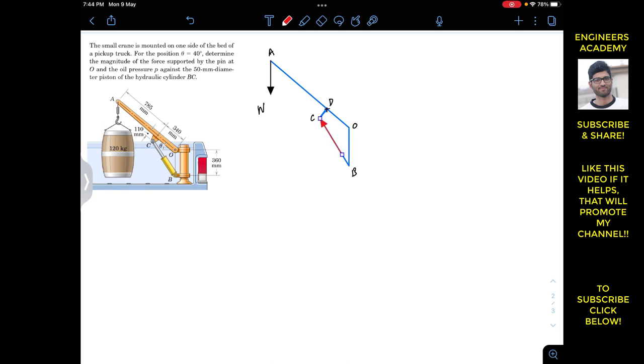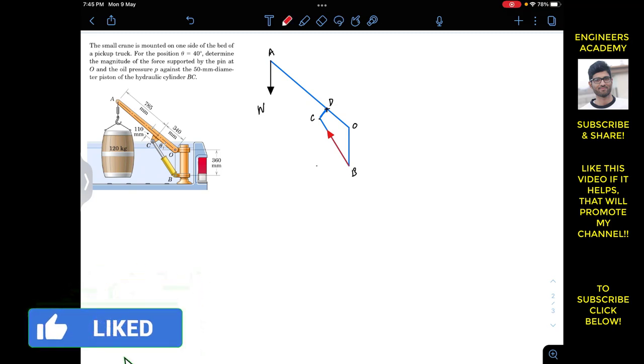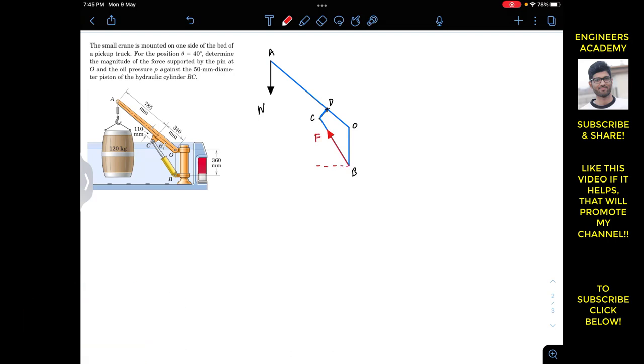Before putting this force here, I will place it here, and then once we find the angle of this force with the horizontal, we can place it properly. So the line of action of this force will be from B to C. The main task in this problem is to find the angle of this force F, which is the piston BC force. Let's say that this angle is alpha.